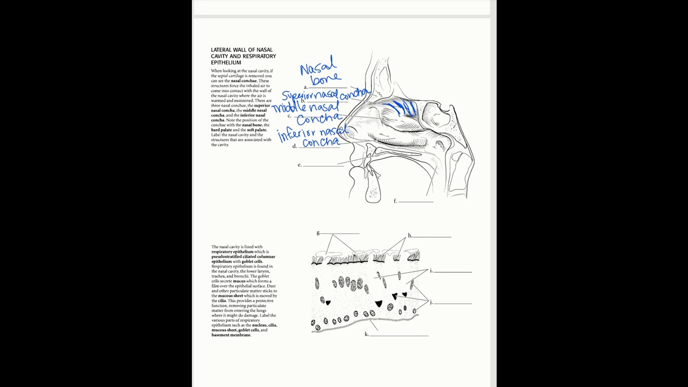Okay. And then again, just like our last diagram, here we have our hard palate. And our soft palate. As we look to the respiratory epithelium, the first part here at the top, I think we're all familiar with the fact that we have mucus in our nasal cavity, so that is going to be the mucus sheet.